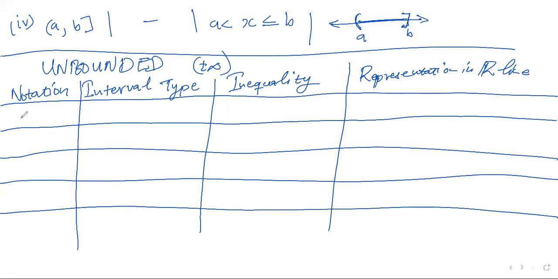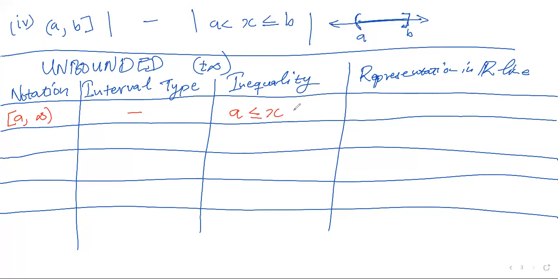All right, there we are. So the first one, we can have closed bracket A, comma, positive infinity. This interval type is inconclusive because A is inclusive and infinity is not inclusive, so no conclusion. And then representation as an inequality, we are going to have that A is smaller than or equal to X.